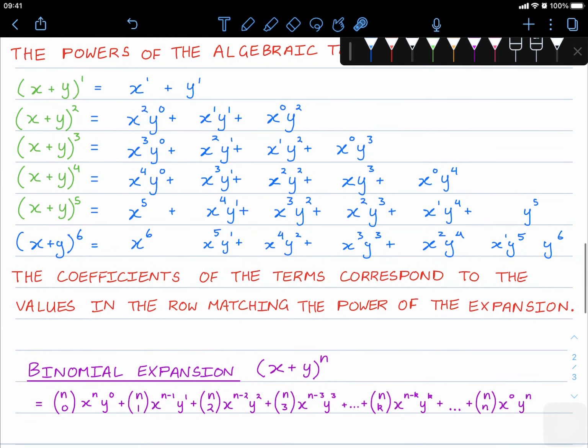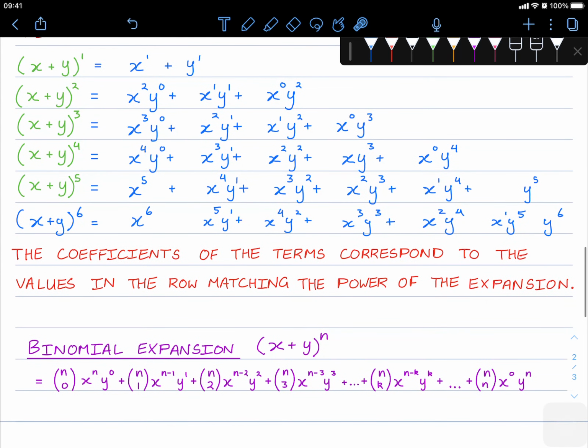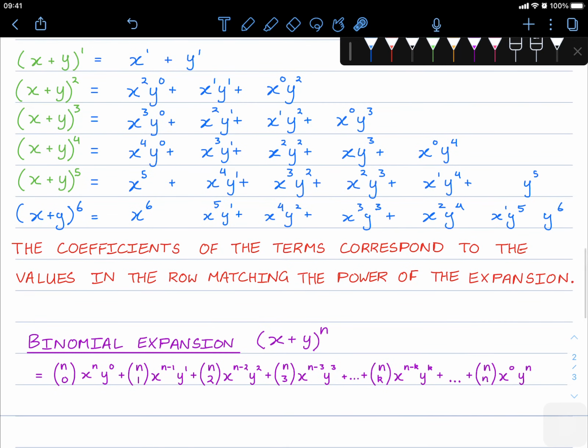So, I hope that gave you an insight into how we might quickly expand a binomial group using both Pascal's triangle and the pattern that we've formed from the powers of the x and the y.